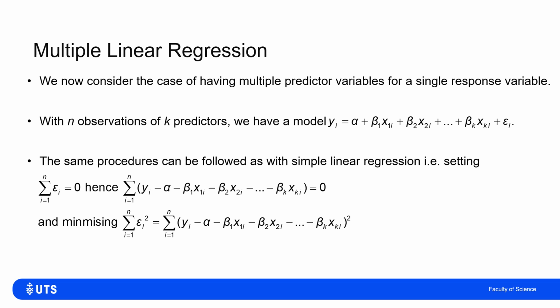And I've still got the exact same machinery to fit it. I fit this by setting the sum of the residual errors to 0, and I minimize the sum of the squared residual errors. So the idea is the same, except for the fact that the notation is a bit messier, and that rather than having to differentiate with respect to the slope beta, I have to differentiate with respect to each of the slopes, beta 1, beta 2, beta 3, up to, as I've got k predictors, beta k.